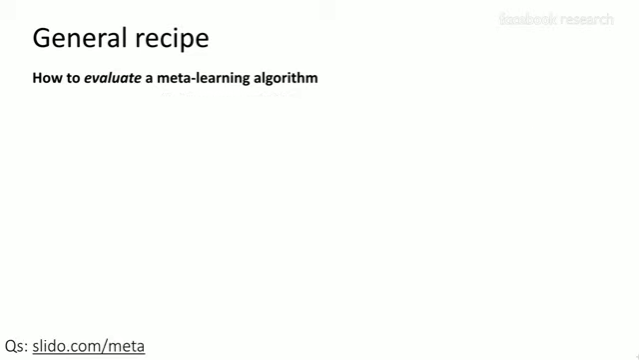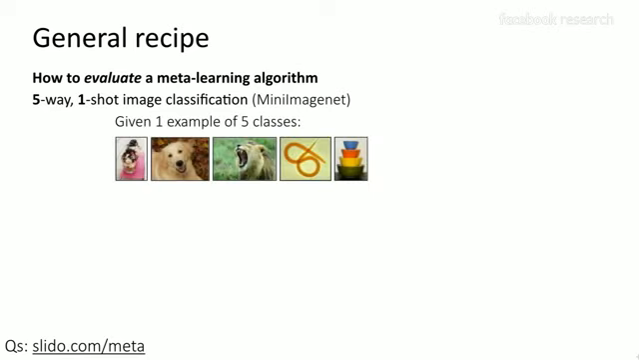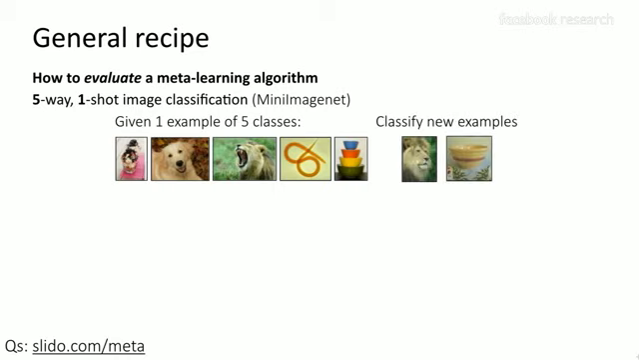Okay. So how do we actually evaluate a meta-learning algorithm? This is similar to what Sergey was discussing earlier, where we have some n-way k-shot classification problem, such as one from mini ImageNet, where we want our algorithm to be able to perform learning from very small data sets. So we might want to be able to learn from one example of 5 different classes to classify new examples or new images as being among one of the 5 classes shown on the left.